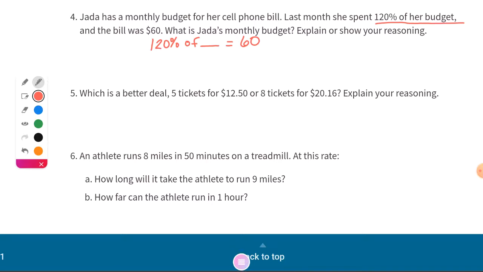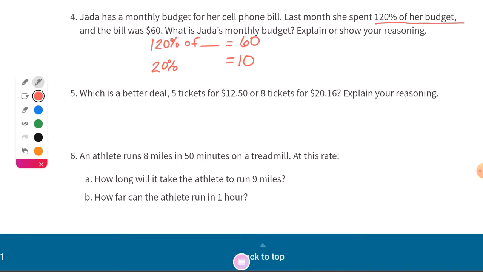Ellie? I divided them by 6 to get 20% and 10, and then I multiplied them by 5. Okay, did you set it up as a ratio or how did you organize it? So I just said that 120% equals 60. Okay, so you divided them both by 6. So you got 20% is equal to 10? Okay.